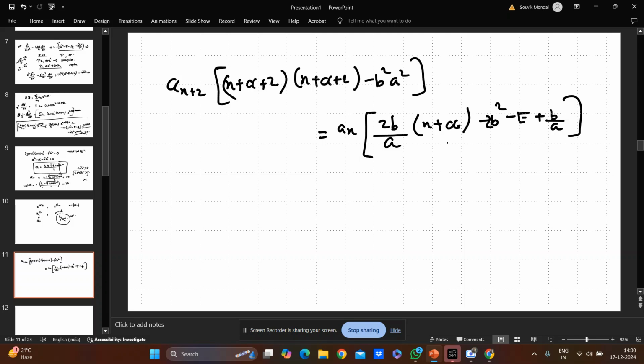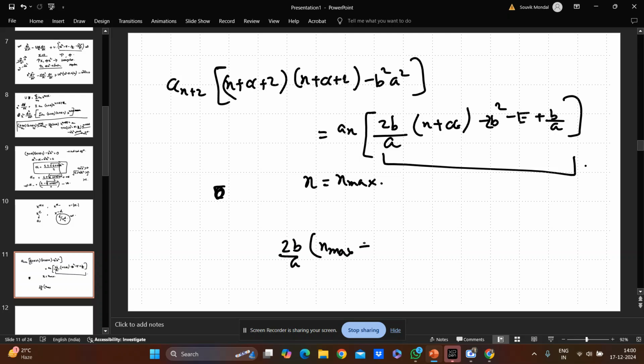So this is your recursion relation basically, and they are finally asking what is the value of e, so that it has a maximum value and then truncates. So I don't know the exact way, but I did it this way in the exam, that n is some n max. Okay, so your n max should be such that this term will go to 0. So 2b by a into n max plus alpha minus 2b square plus b by a, that should be equal to your e. So I wrote it this way, but I have doubt in this part actually. But yeah, the rest of the things are like this.